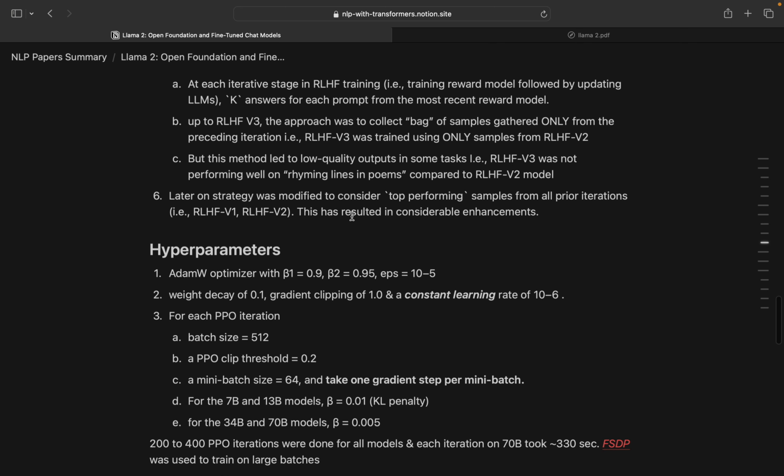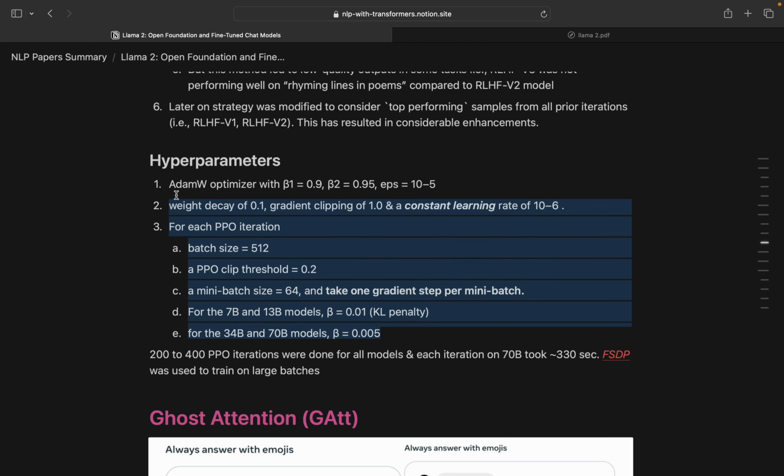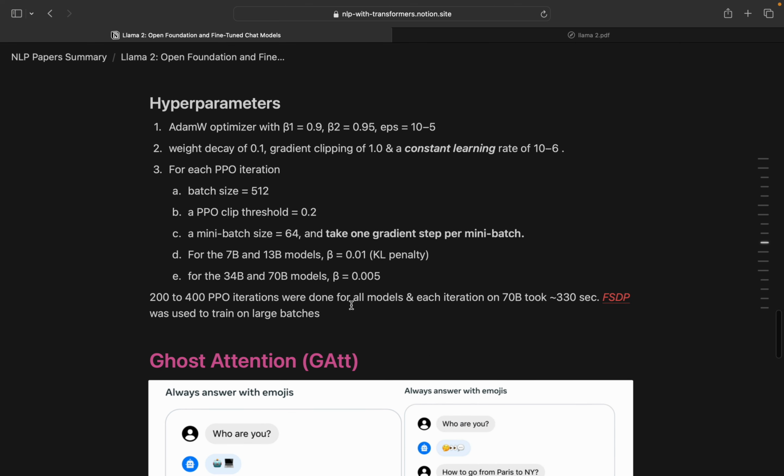Then that's what they mentioned in the top performing samples, not only from the previous but combined together of RLHF V1 and V2. Coming back to the hyperparameters, of course, as we discussed, there are a lot of hyperparameters discussed so far, even in the pre-training, SFT, and reward modeling. Here as well they used a few of the parameters, and one of the things is they also use the KL divergence here. They have used FSDP because that one is a bigger model, and these don't fit into one single box or one single node.